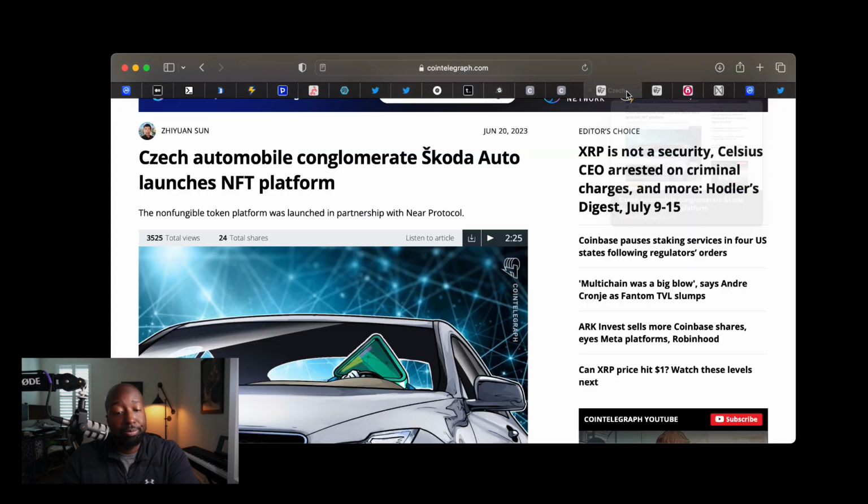So that's positive. Also, Czech auto conglomerate Škoda Auto launches an NFT platform and their partnership with NEAR on that. So we talked about NEAR and how they're trying to grow, and we see that starting to happen. So that's a good partnership for them. Although I've never heard of this automaker before, but hey, it's bigger than the US, right? There's other things out there. So any partnership they have, as long as it could draw some traction, some attention to the space, it's good for me.